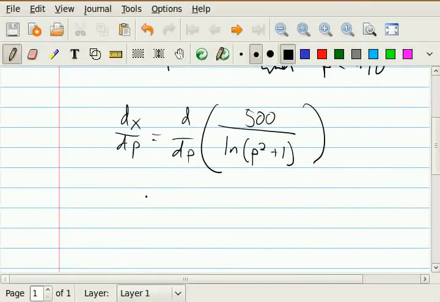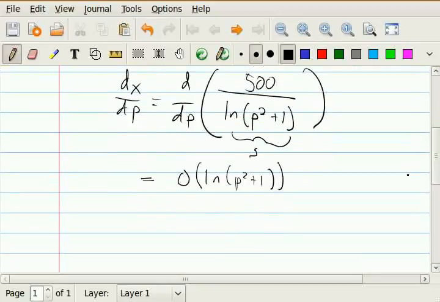So what do I do here? Well, this is a quotient, so probably we want to use the quotient rule. Remember in the quotient rule you've got a numerator and a denominator. We usually call the numerator f and the denominator g. The quotient rule says to find the derivative of a quotient, take the derivative of the numerator with respect to p in this case. Well, the derivative of 500 is easy, that's 0, times the denominator, which I don't even need to write down because we're going to multiply it by 0, minus the numerator times the derivative of the denominator.